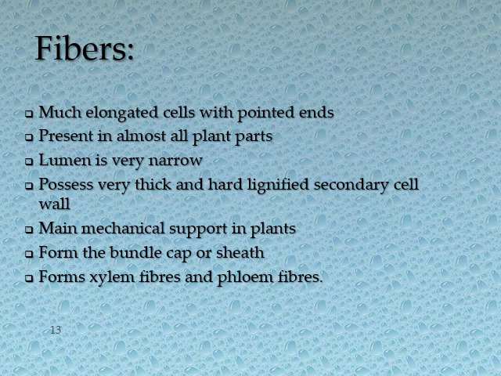So the next type of Sclerenchyma cells is fibers. Fibers are very much elongated cells, and these cells have pointed ends. So they are pointed at both ends and they look like fibers. These are long, narrow and thick-walled lignin-filled cells. So a hard lignin-filled secondary cell wall is developed in it.